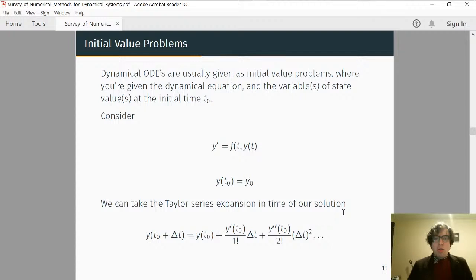All right, so dynamical ODEs are usually given as initial value problems, where they don't give you the boundaries, they give you the initial value, what happens at the beginning of the system.